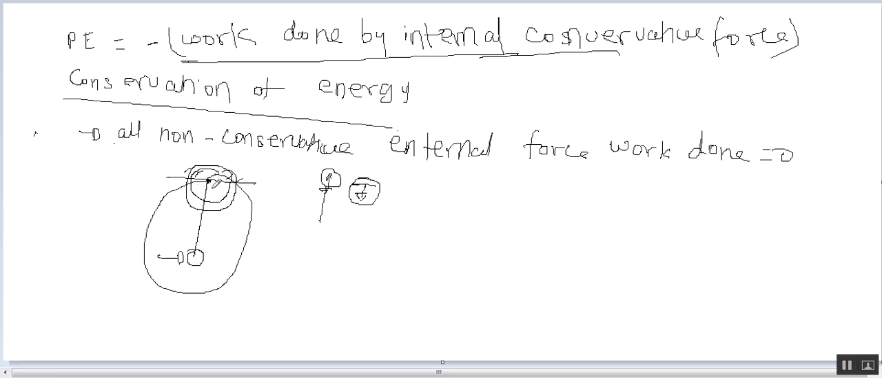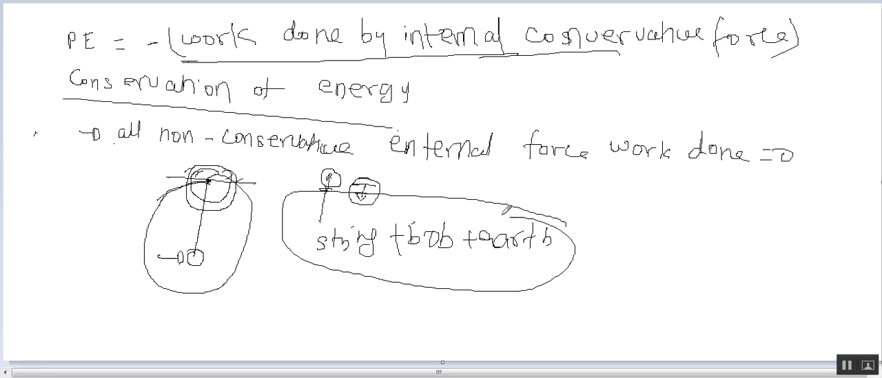The peg applies force on this whole system, which in our case is string, Bob and Earth. On this system the peg is external, so the force by the peg on this system is external. But luckily this external force is not doing any work. So guys, in this case energy is going to be conserved, but momentum is not going to be conserved because there is an external force. So we have to analyze things.